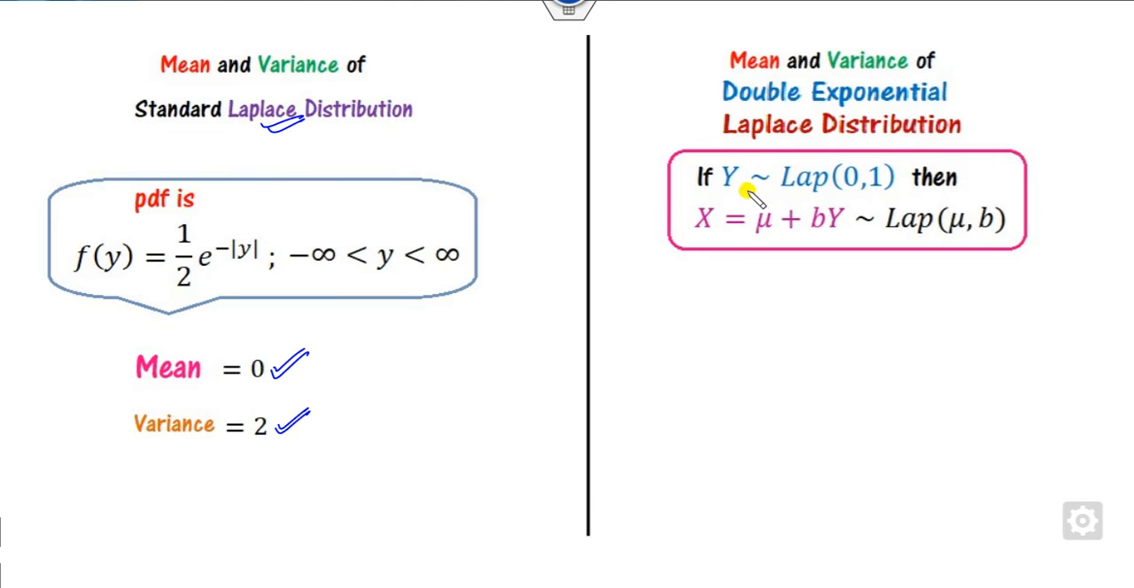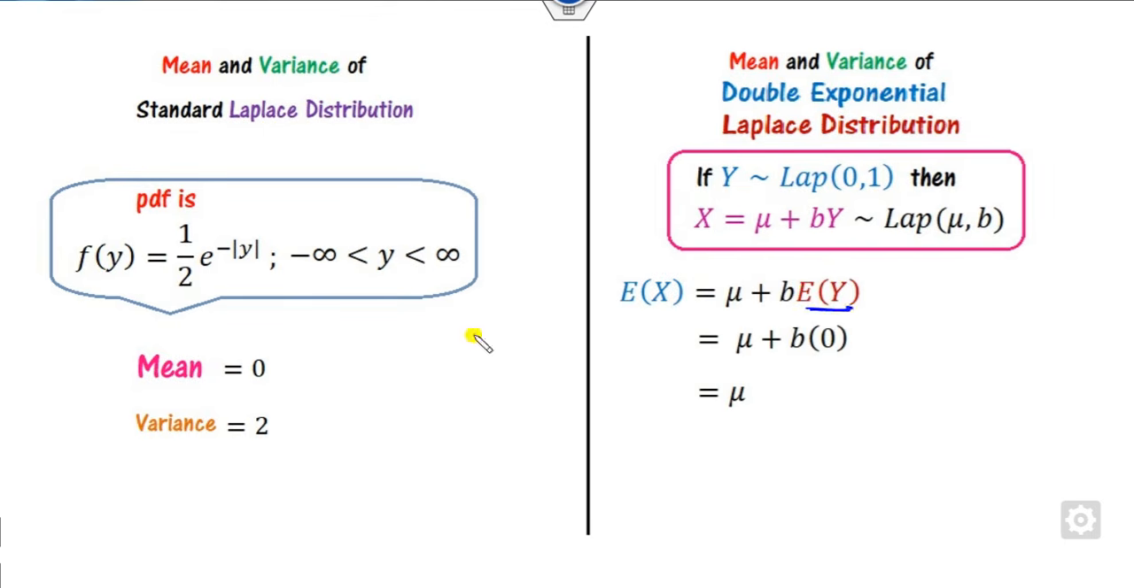Now by using here we know the value of the y. Can you find the mean of the x from here? You can easily find the mean and variance of the double exponential. This is nothing but my expected value of this. What is that? Expected value of y is my 0.